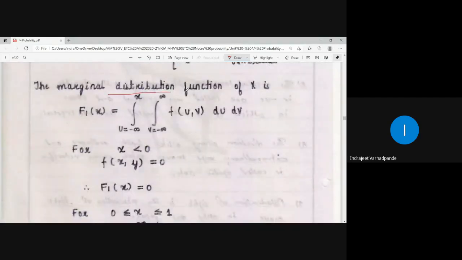The marginal distribution function of x is given by capital F1 of x. u is integrated between minus infinity to x, v is kept as it is. The function is f of uv du dv. What is your function? The function is now x plus y, so it will be converted to u plus v.